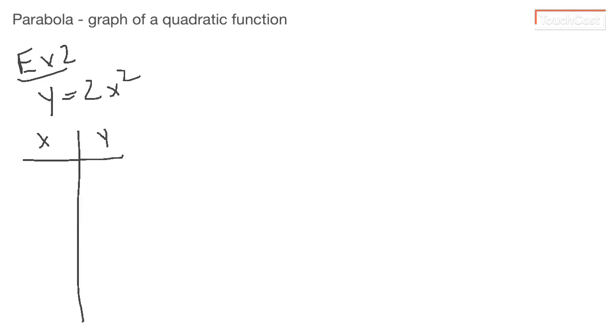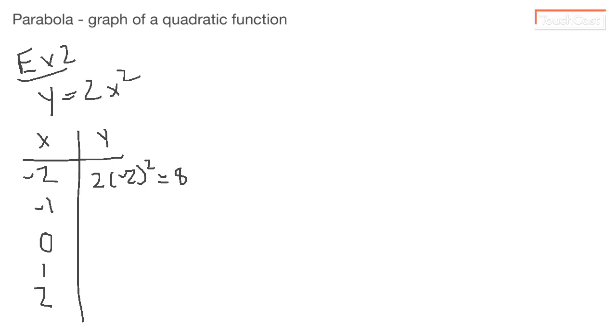Now, when I'm making a table of values, I always like to take two negative numbers, 0, and two positive numbers. So I like to take 0 and then the two numbers smaller than that, negative 1 and negative 2, and the two numbers bigger than that, 1 and 2. If we plug those into our function, 2x squared, we're going to go 2 times negative 2 squared. So negative 2 times negative 2 is 4, and 4 times 2 is 8. So our first ordered pair is negative 2, 8.